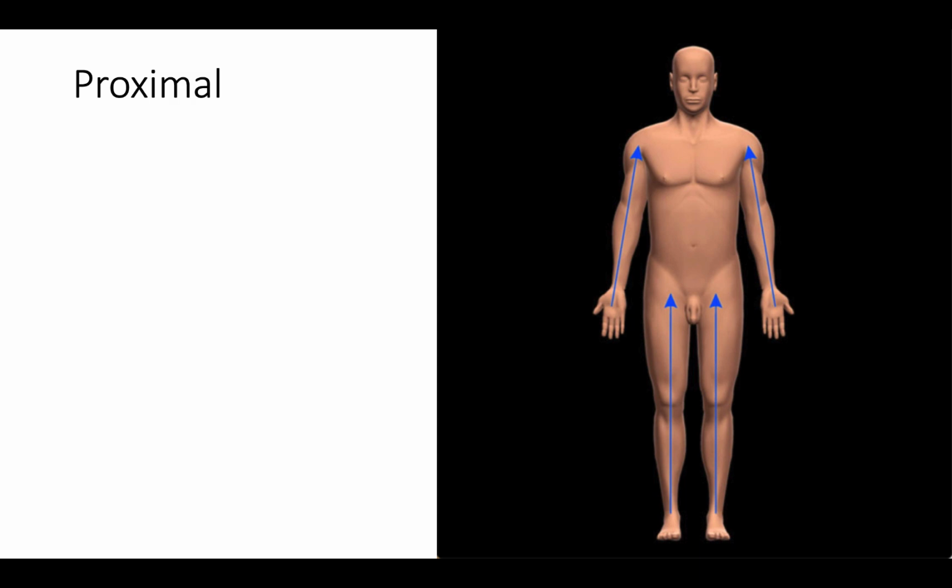Proximal is the term we use when the direction is toward where that limb attaches to the trunk. So in the arm, it's towards the shoulder, in the leg, it's towards the hip. So the shoulder is proximal to the wrist, and the elbow is proximal to the wrist, and the hip is proximal to the knee, and the hip is also proximal to the ankle.